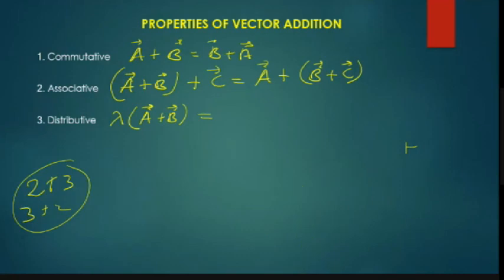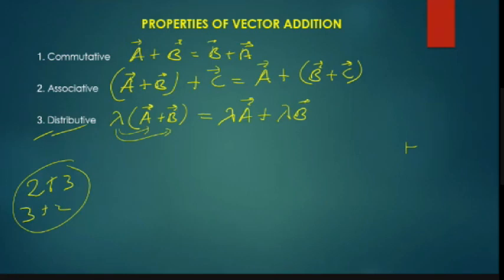Distributive. Lambda into vector A plus lambda into vector B. See here, lambda is the chocolate here. There are two students A and B. I'm telling you to distribute. How will you distribute? You will give lambda one chocolate to A and then a chocolate to B. Lambda into A plus lambda into B. So that is about properties of vector addition. Rifa, everything is clear?